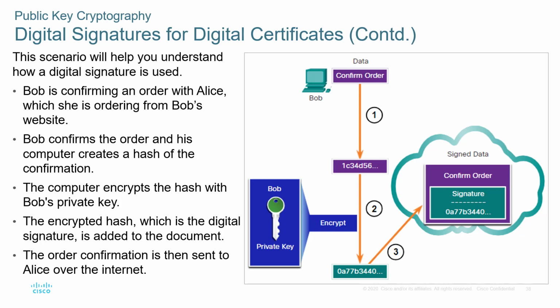The encrypted hash, which is the digital signature, will be added to the document, and then the order confirmation is sent to Alice over the internet. They can compare the two, as well as the order form and the signature. As long as they are equal, then we know we are good.